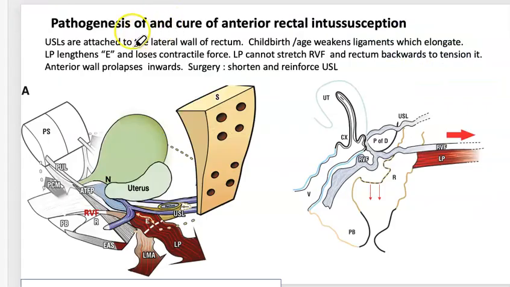I'm going to talk about pathogenesis and cure of anterior rectal intussusception. If you look down here, the uterosacral ligaments are attached to the lateral wall of the rectum here. Childbirth and age weakens the ligaments, which elongate. You look here, it elongates, and you can get uterine prolapse and enterocele.